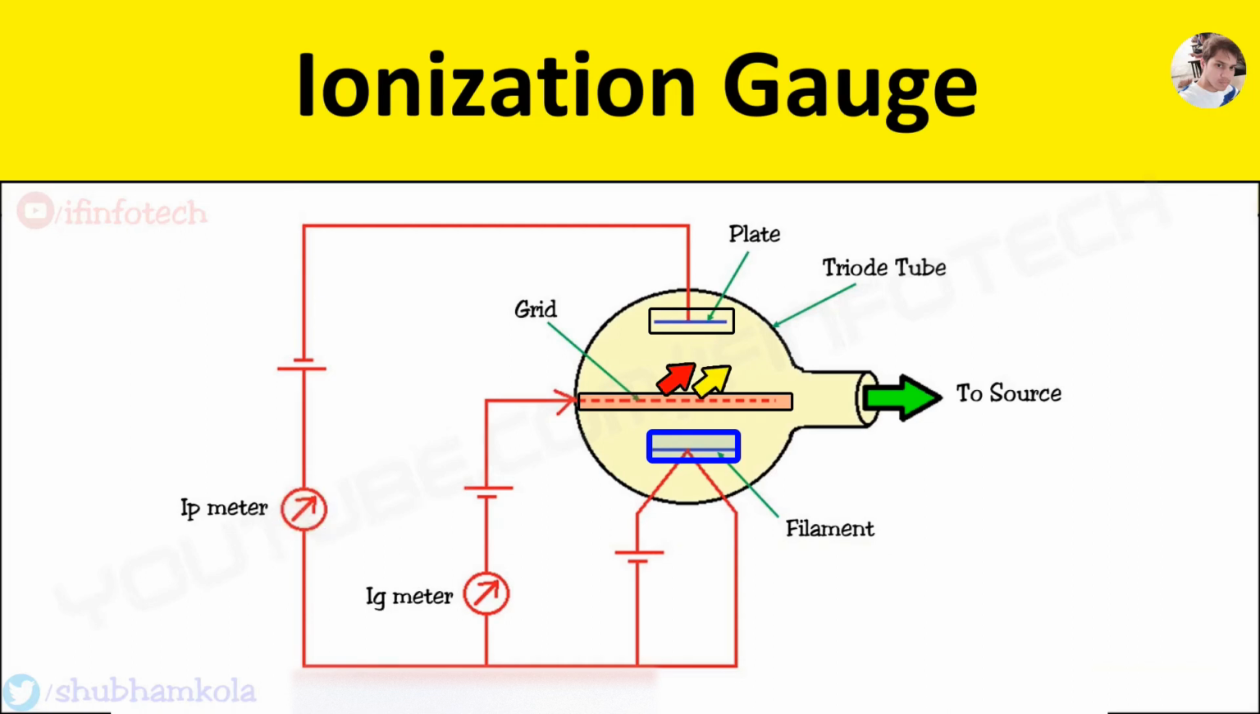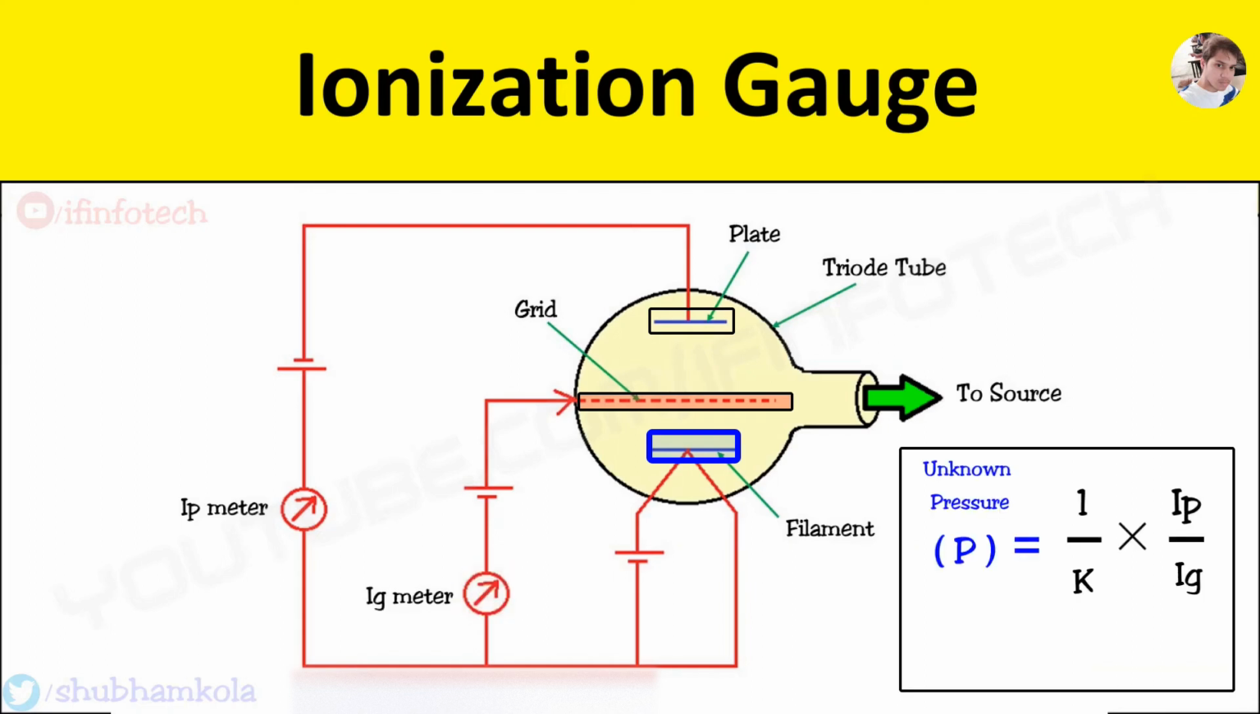Electrons and negative ions are collected by the grid, producing grid current Ig. Using an empirical relation, unknown pressure P is calculated by putting values of IP and Ig, where K is the sensitivity of the gauge.